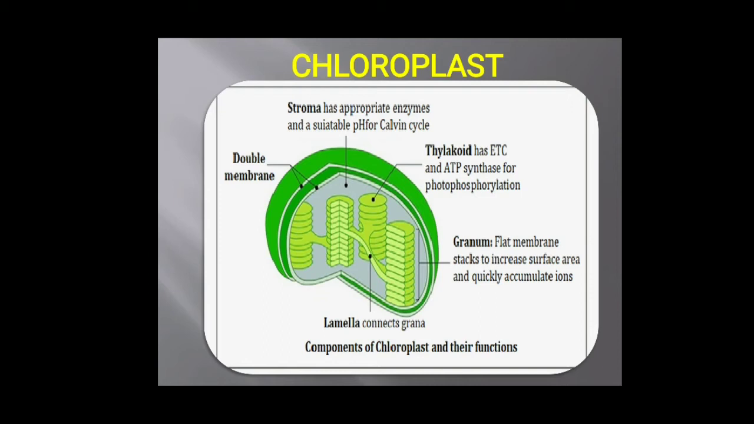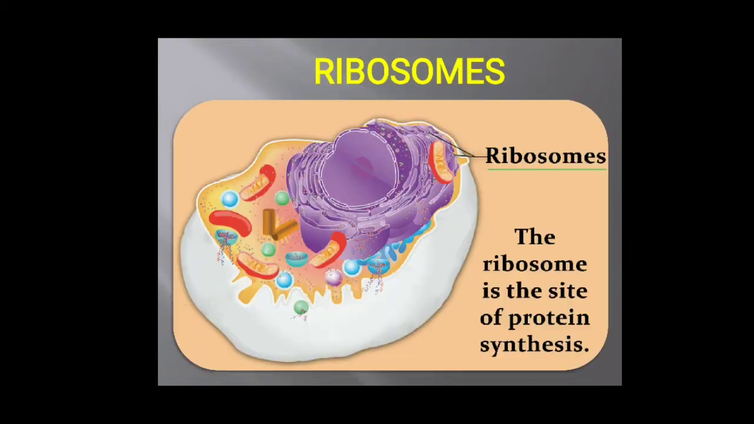You can observe chloroplast is a disc-shaped structure. It contains two membranes and the inner membrane is folded into thylakoids. The space inside the chloroplast is called stroma. So chloroplast is the site of photosynthesis. The thylakoids which are present inside the chloroplast trap the sunlight and help the conversion of light energy into chemical energy in the process of photosynthesis.